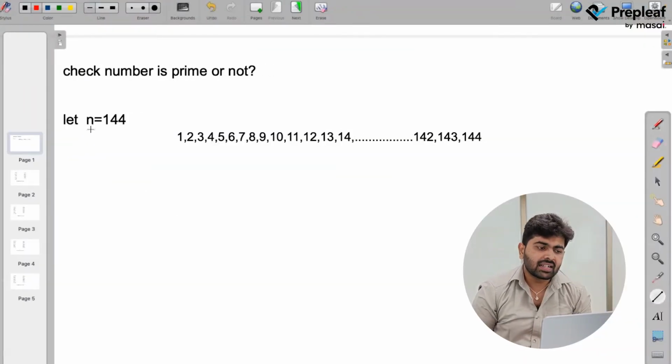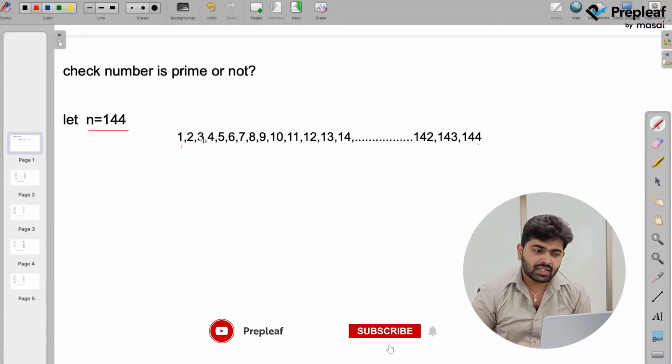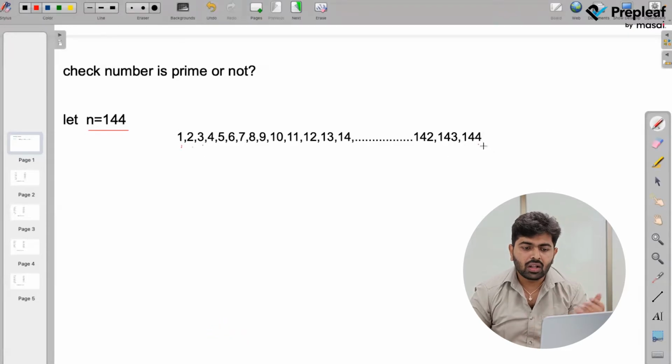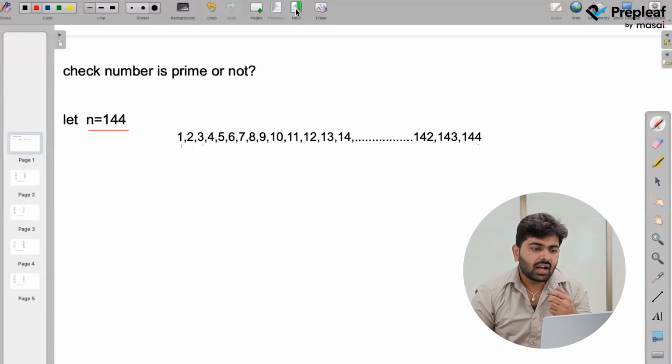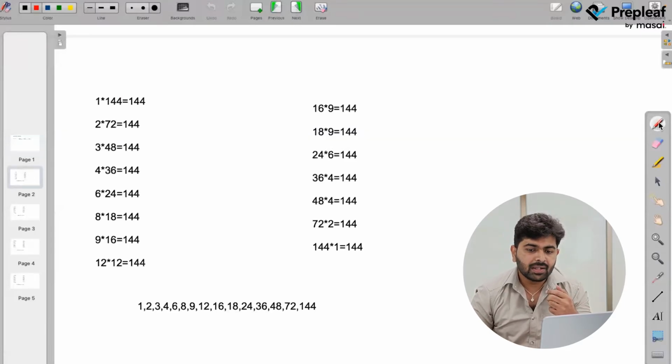So here I have taken one number, let's say n = 144. I wrote all the numbers starting from 1 to 144. Now I'll check: does 1 divide 144? Yes. Does 2 divide? Yes. Does 3 divide? Yes. Like that, I'll try to count all the divisors, which means factors. Here I listed all the factors, like 1, 2, 3. 1 is a factor, 2 is a factor, 3, and so on, till 144. These are all the factors that we have got.